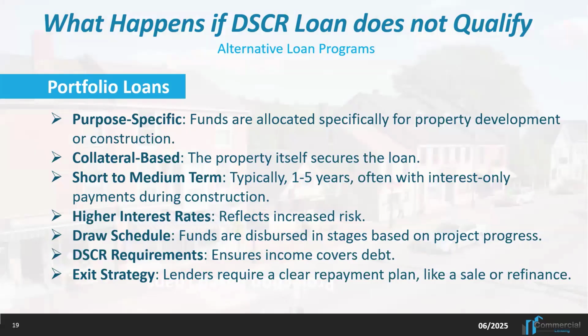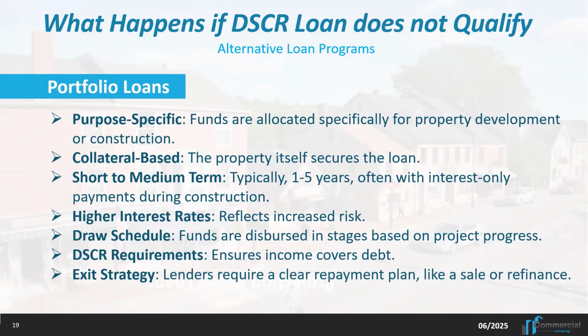So here is another alternative loan program, which we can call the portfolio commercial loan, which is designed for real estate investors and businesses to finance multiple commercial properties or a single complex property under one loan. Held in the lender's portfolio, these loans offer greater underwriting flexibility. If we check some key features of this loan, we find purpose-specific funding, which is for property development or maybe for construction. We can also have it collateral based. This is basically secured. The loan is secured by the property itself.